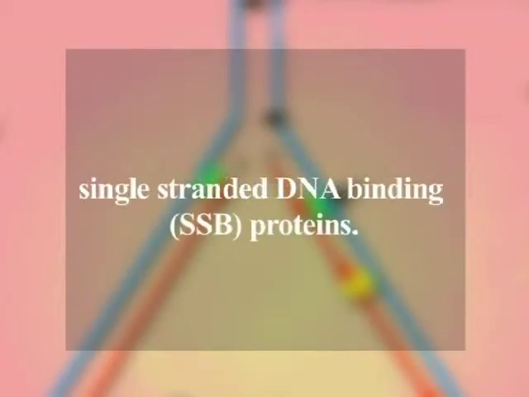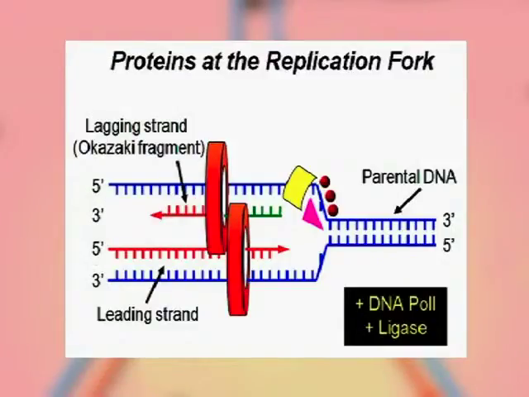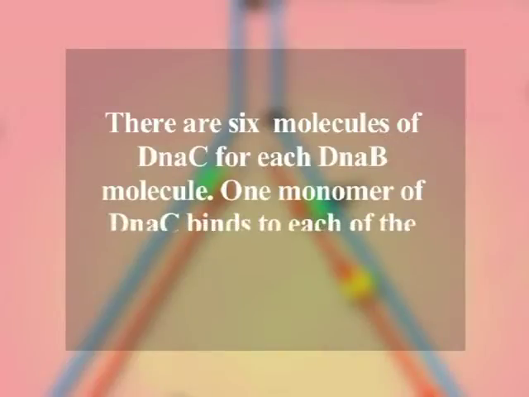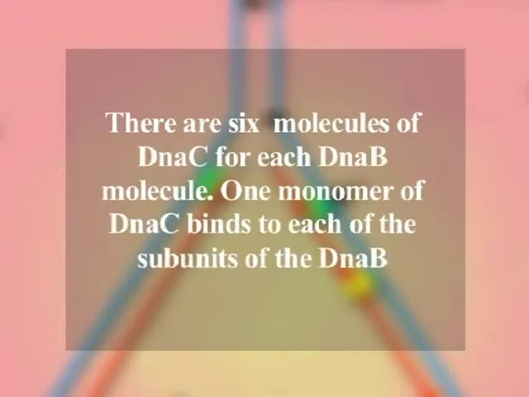single-stranded DNA binding proteins. The single-stranded character of the replication fork is maintained by the binding of single-strand specific DNA binding proteins referred to as SSB proteins. The association of these proteins prevents the reformation of double-stranded DNA. The activity of DnaB is facilitated by the binding of another protein, DnaC, to DnaB. DnaB is present in the form of a hexamer. There are 6 molecules of DnaC for each DnaB molecule. One monomer of DnaC binds to each subunit of the DnaB hexamer.